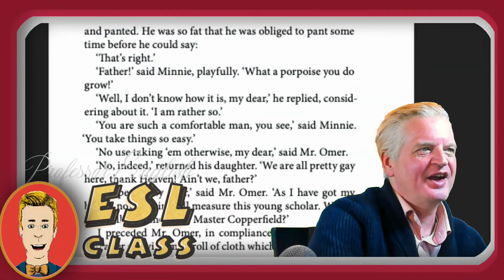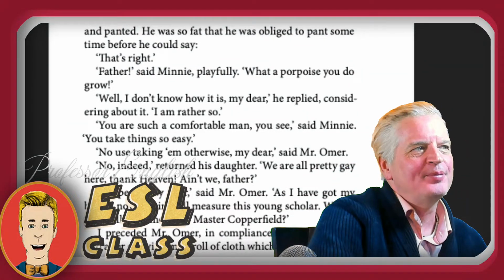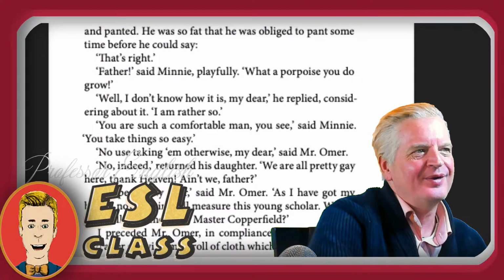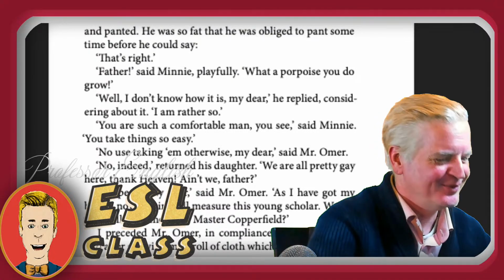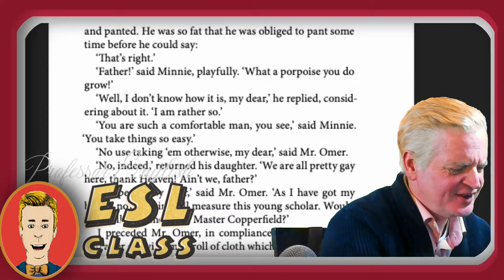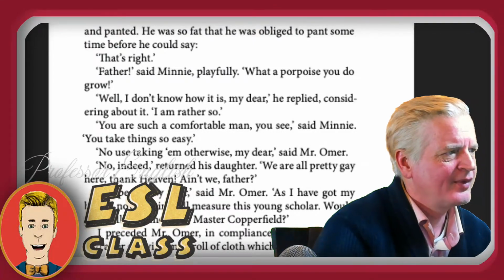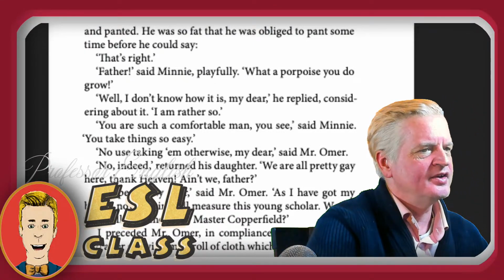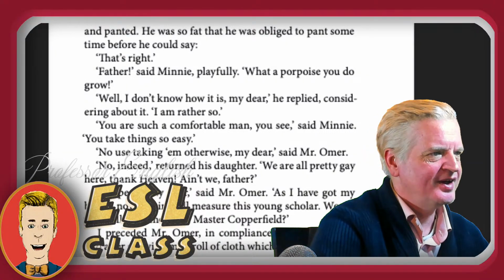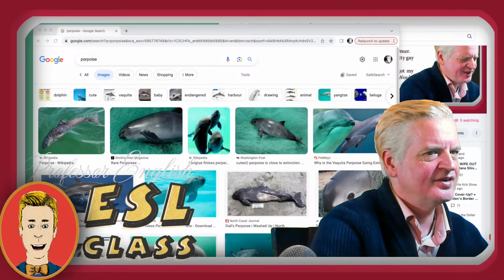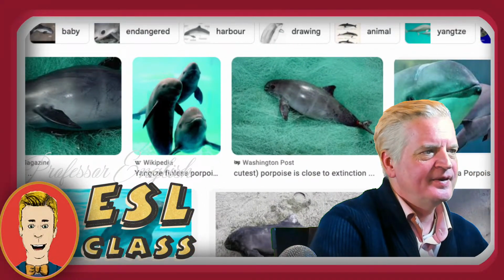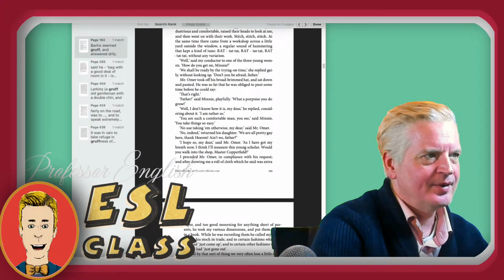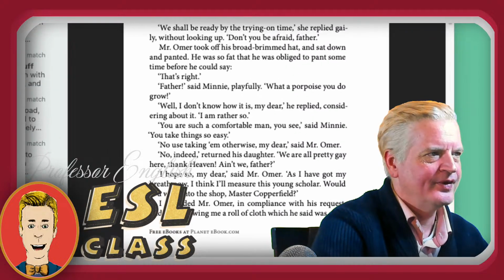Father, said Minnie playfully, what a porpoise you do grow. A porpoise? I don't understand what she means by this. A porpoise is like a dolphin. Here's a porpoise. But actually I don't understand what she means in this sentence. This is a porpoise. Maybe that's an old expression. Remember, this is 180 years old, this book.